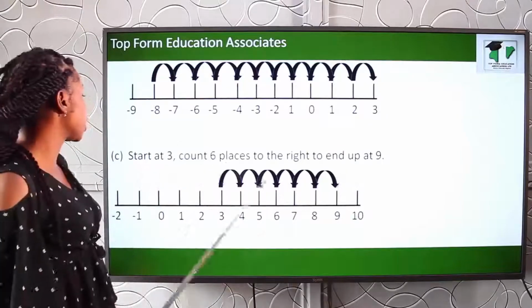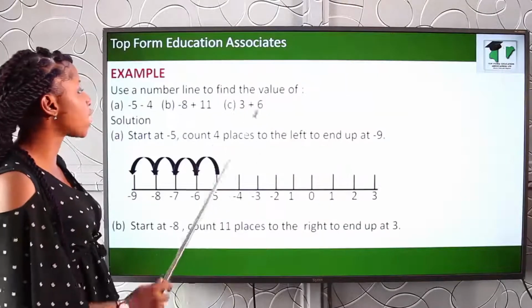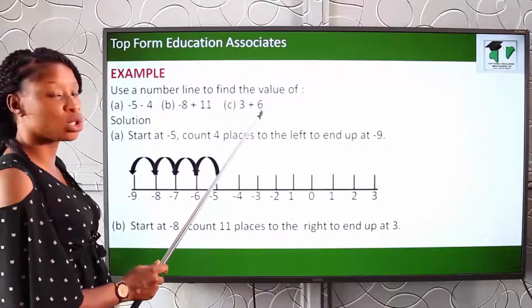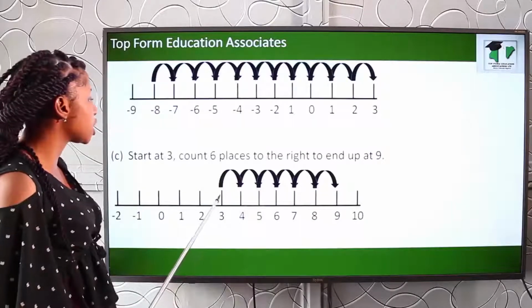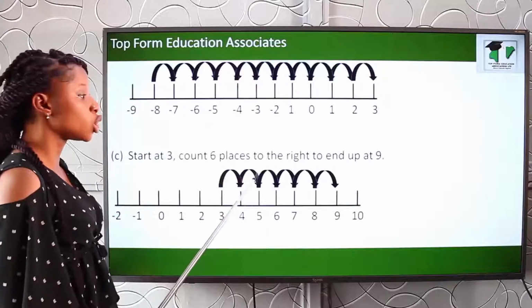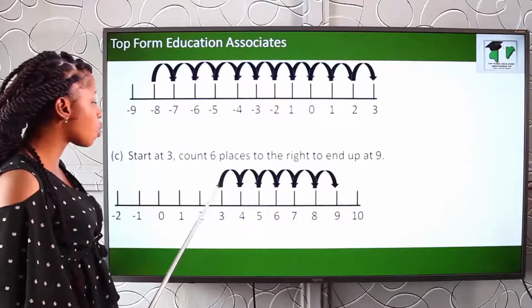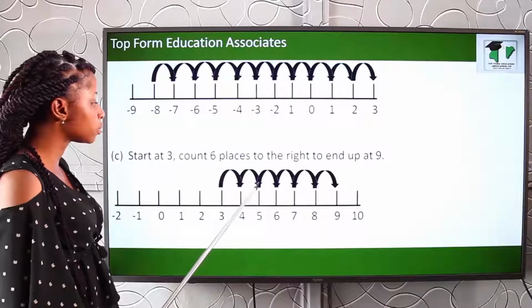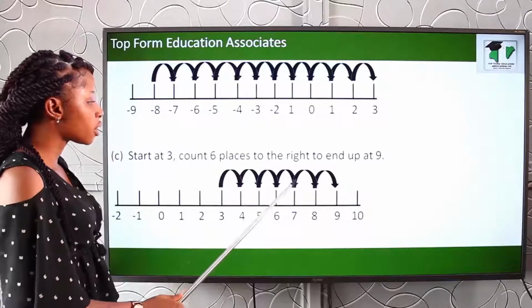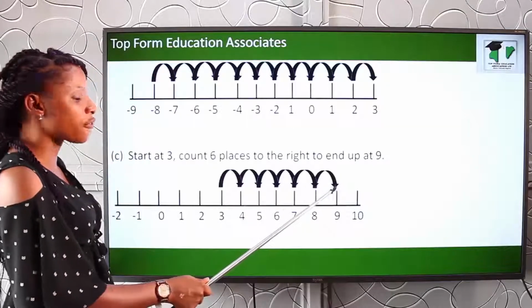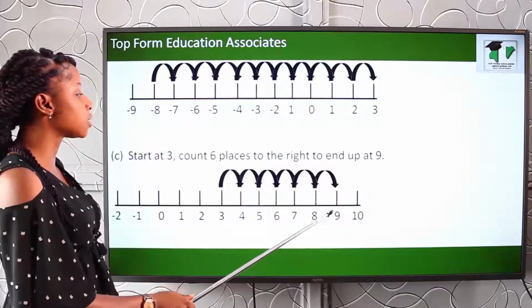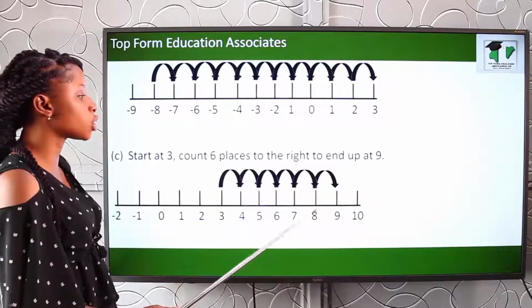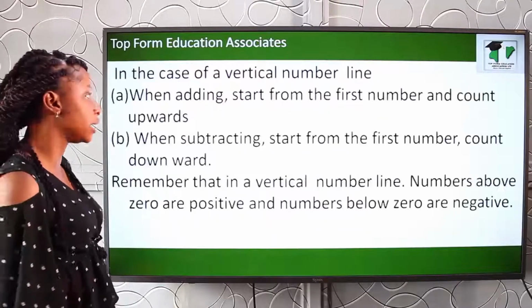Now, number 3. We're asked to add 3 and 6 using the number line. Now, to do that, we start at 3 and we count 6 places to the right. Let's go. 1, 2, 3, 4, 5, 6. What's our final answer? 9. So in essence, 3 plus 6 using the number line is 9.